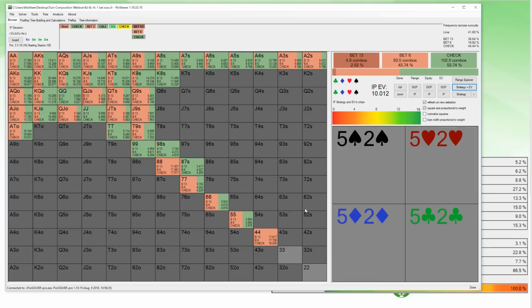And some people were asking, why is it betting these smaller pairs? And it's using these to start to bluff with.